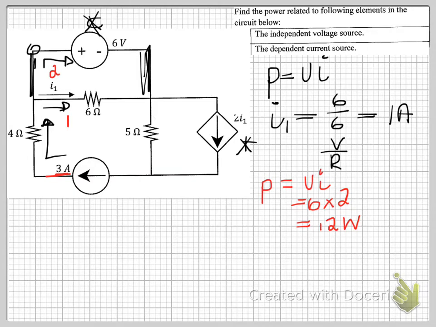And then when you look at your dependent source, you can see that the current on your dependent source is 2 multiplied by I1, where I1 is equal to the current going through your 6 ohm resistor, which is 1 amp. So therefore the current going through here is 2 amps, right? So now the voltage going across there.